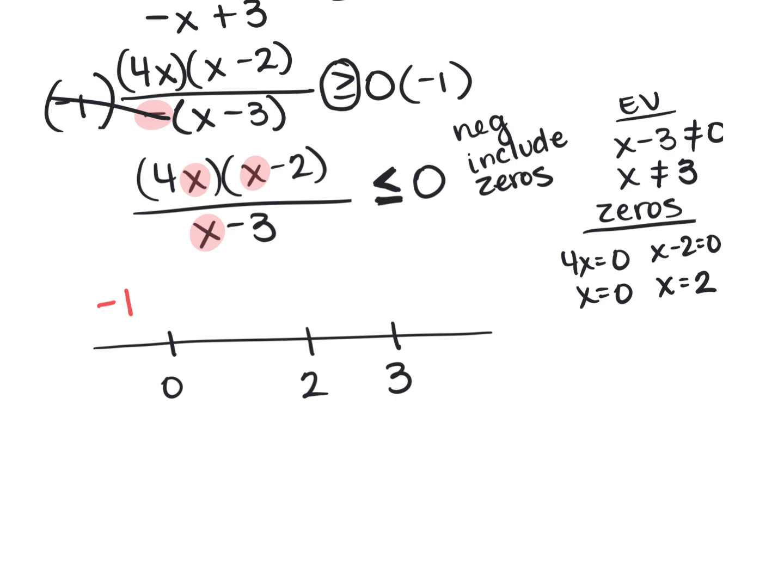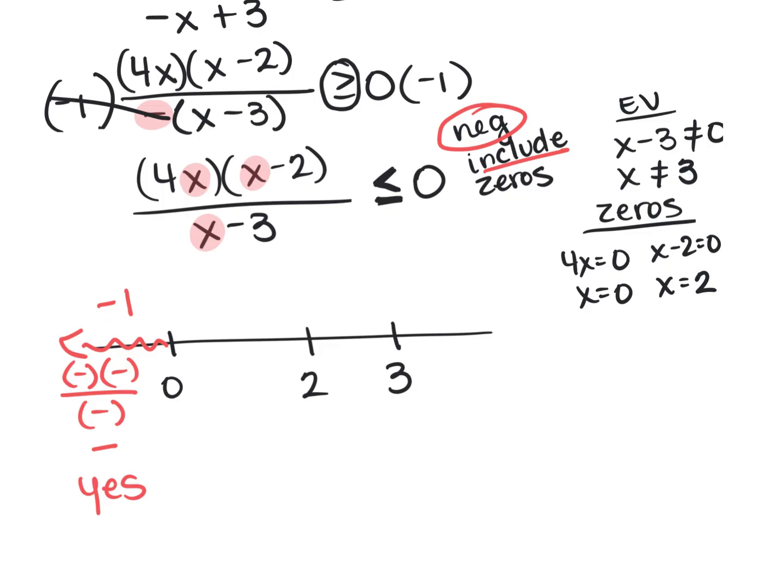So 4 times -1 will be negative. -1 minus 2 more is also negative. And then -1 minus 3 more is also negative. Now this entire section then is a positive divided by a negative, which is negative. And as I look at this, that's what I'm looking for, so this section is a yes. Now we are including our zeros, so 0 would be included.